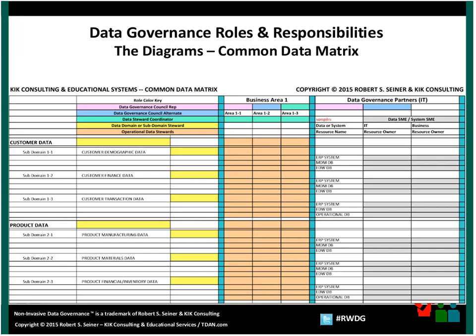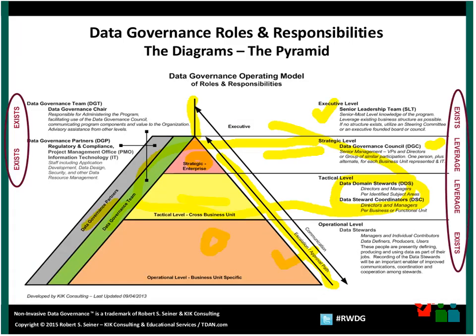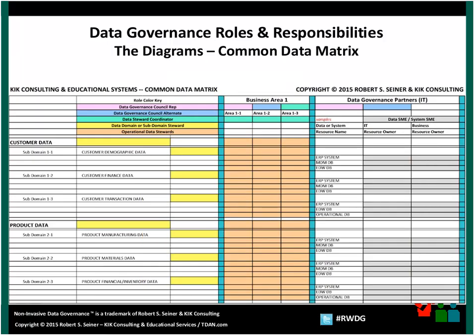Just to step back one more quick second here with this diagram, my suggestion is not that you take your organization and try to plug it into this diagram and plug it into the executive, strategic, tactical, and operational levels. My suggestion is actually quite the reverse, is to take this diagram and overlay it over what already exists within your organization. Well, how do we do that? We capture the information that I've documented in the common data matrix.